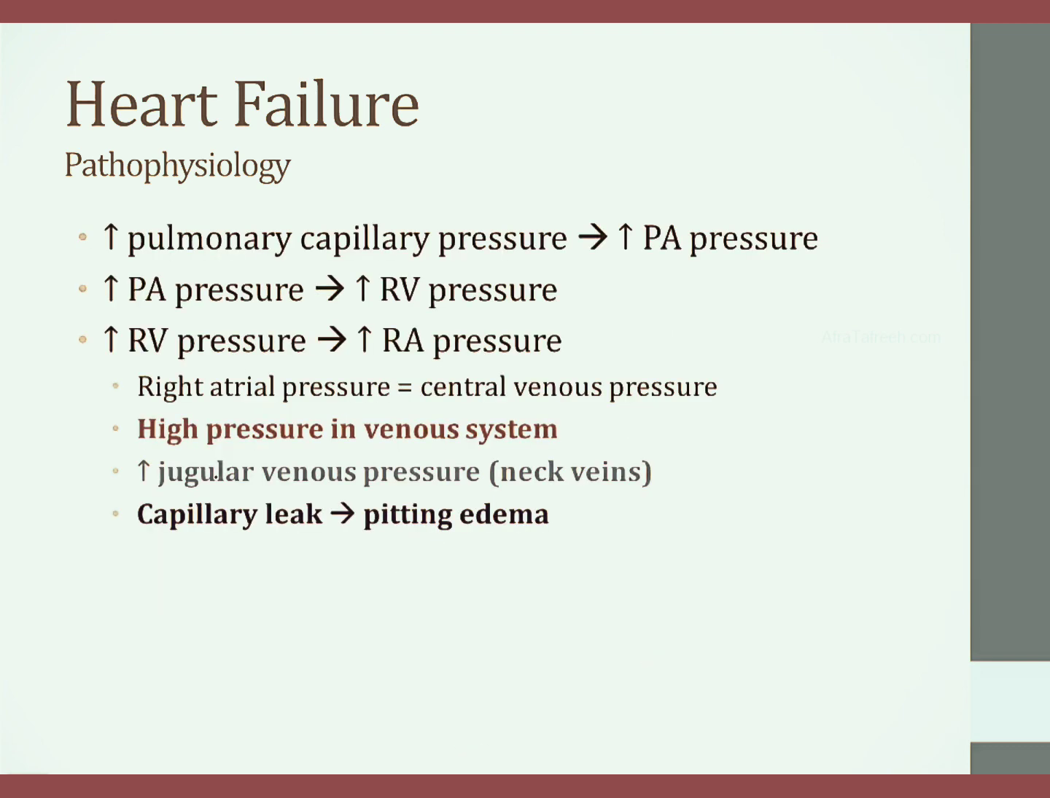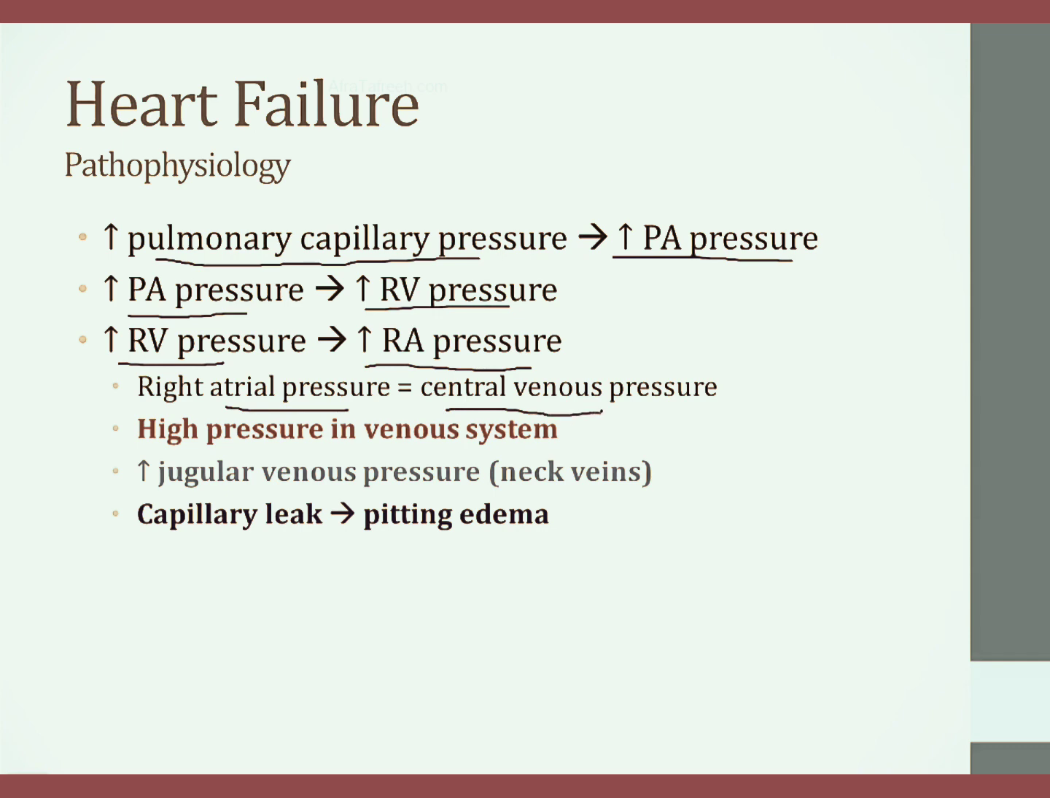And so now the process can continue to go backwards and affect more and more chambers. When the pulmonary capillary pressure rises, that can lead to a rise in the pulmonary artery pressure. And when the pulmonary artery pressure rises, that can lead to a higher pressure in the right ventricle. And when the right ventricular pressure rises, that can lead to a higher pressure in the right atrium. And remember that the right atrium is connected to the venous system, so right atrial pressure is the same as central venous pressure.